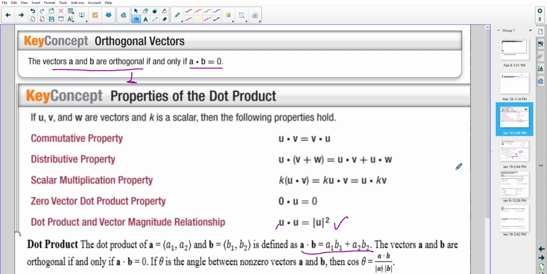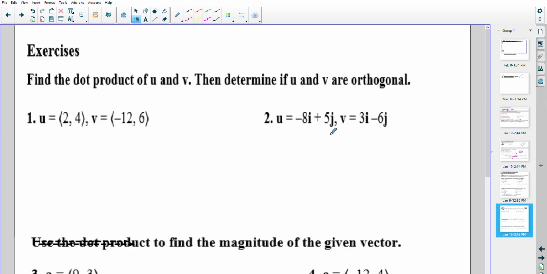All right, so we understand that there's something called the dot product, and we know we can get an angle between two vectors. And I know that if the dot product equals 0, then the angle between two vectors is orthogonal. Let's do a couple examples. First of all, finding the dot product.